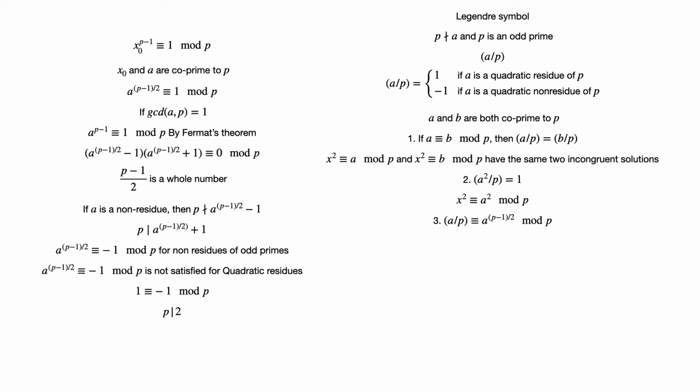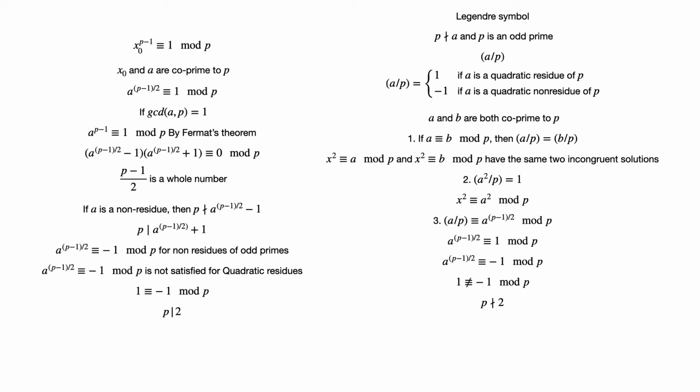If a is a quadratic residue, then we have a^((p-1)/2) is congruent to 1 mod p, and if it is a non-residue, then a^((p-1)/2) is congruent to negative 1 mod p. Surely 1 is not congruent to negative 1 mod p because p doesn't divide 2, so we don't have to worry about cases that are mixtures of these two, as none such exist.